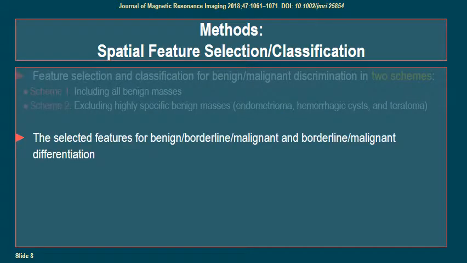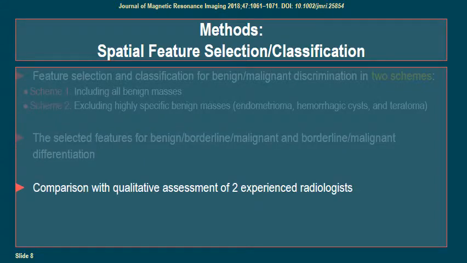benign lesions. The selected features from the previous step were used for differentiation of benign from borderline from malignant lesions and also for differentiation of borderline from malignant lesions. And comparison was made with qualitative assessment of two experienced radiologists.